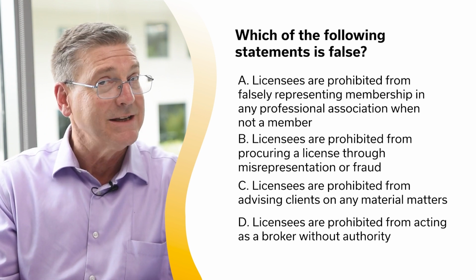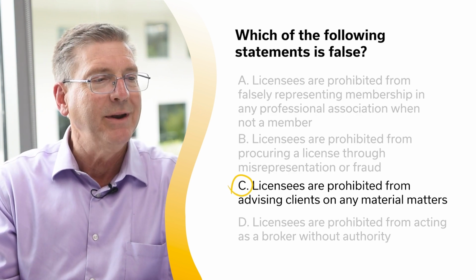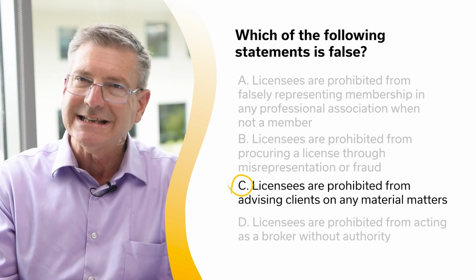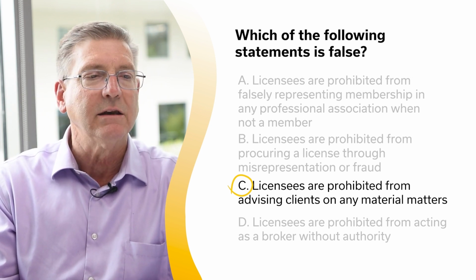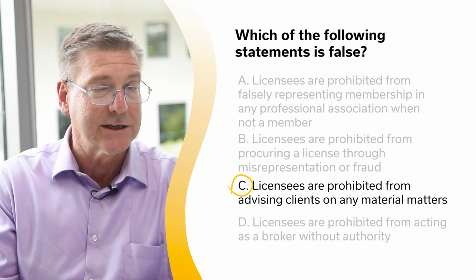The correct one, that is false, is C. Licensees are prohibited from advising clients on any material matters. A licensee may advise a client on material matters if the licensee has related expertise. And that covers 25 questions on the real estate exam.